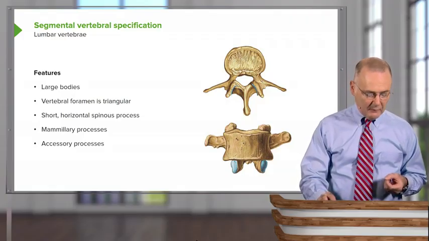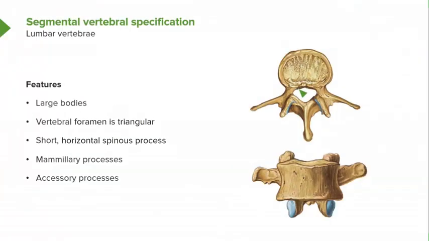The vertebral foramen, if we look at it, tends to be triangular, with the base of the triangle oriented here along the vertebral body, and then the apex forming at the level of the spinous process. Spinous processes tend to be short and stout, and we can see a spinous process at this particular level. And there are two signature processes that are associated with lumbar vertebrae.